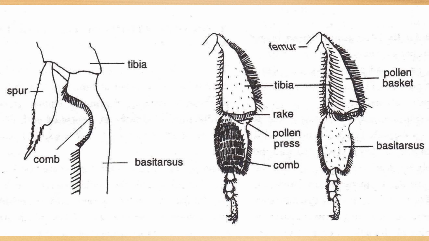which is called the pollen comb. There is also another structure formed by the tibia and the first segment of the tarsus, for raking the pollen and pressing the pollen. So pollen rake and pollen press. So these are the different structures on the hind legs of the honeybee for combing, for pressing and temporarily storing the pollen grain.